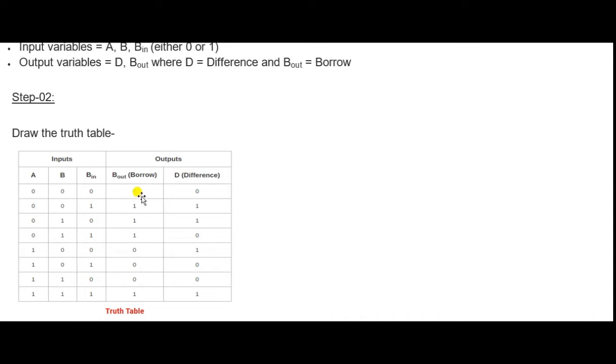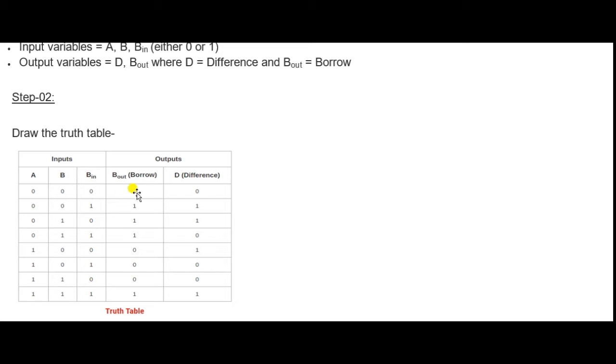Now, how to get the entries for these two output functions? We have two output functions, borrow and difference. For getting these entries, we have to apply the binary subtraction rules. Already you might have studied in first year the binary subtraction rules. First you need to perform the subtraction between A and B. The output will be subtracted with B in. Alright, so 0 minus 0, output is 0.